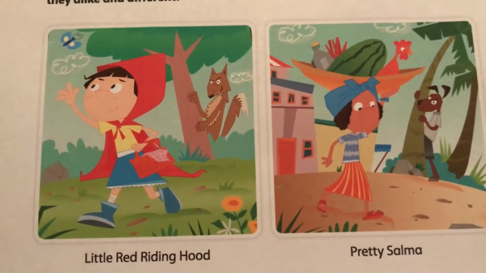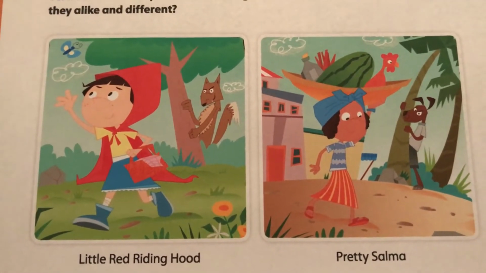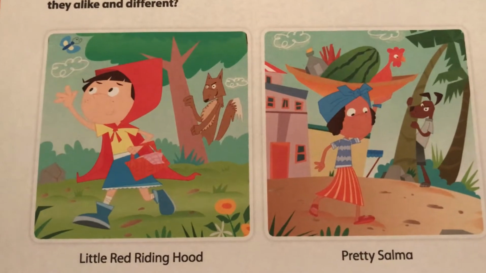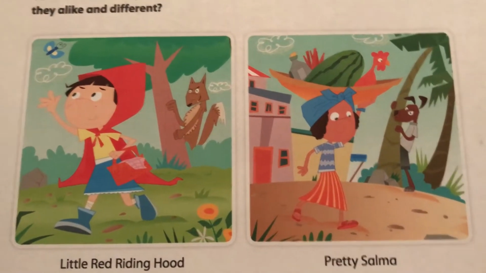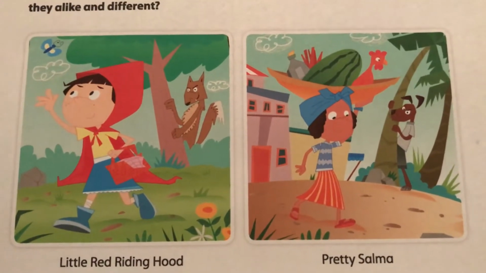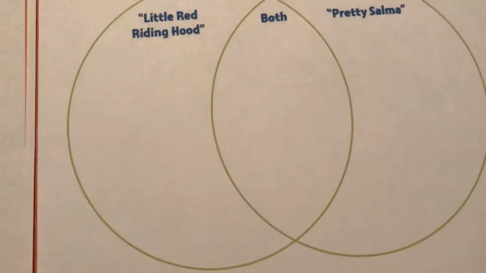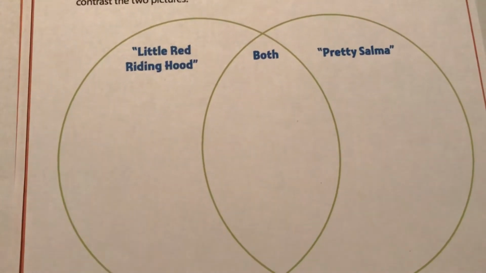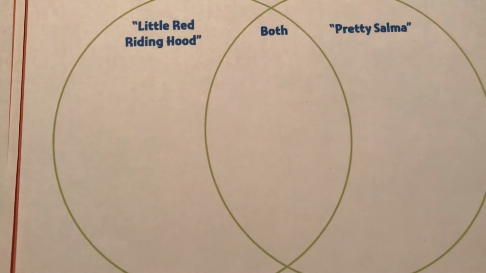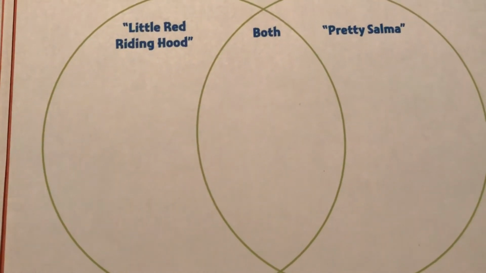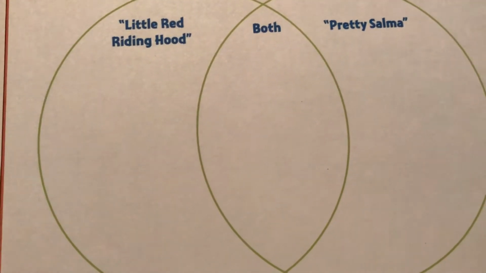We have one picture on the left from Little Red Riding Hood, and the other one is from Pretty Salma. I know we have all pretty much seen the Little Red Riding Hood story before, but I don't think I've ever heard of Pretty Salma, so that'll be a little bit of a challenge. For our practice of comparing and contrasting, we're going to use this Venn diagram, which has Little Red Riding Hood on one side and Pretty Salma on the other. Remember, your differences are on the outside of the circle, and what they have in common is the inside.